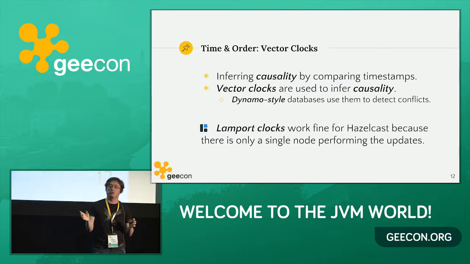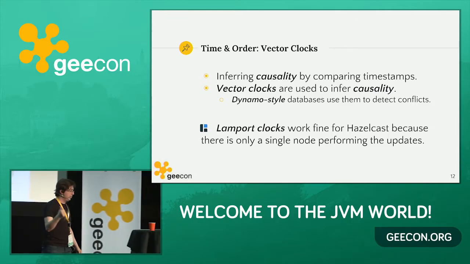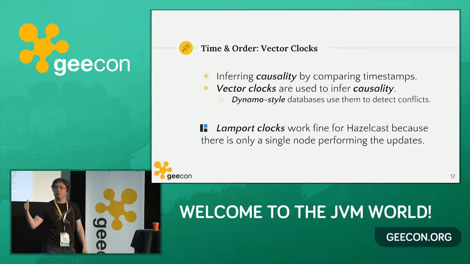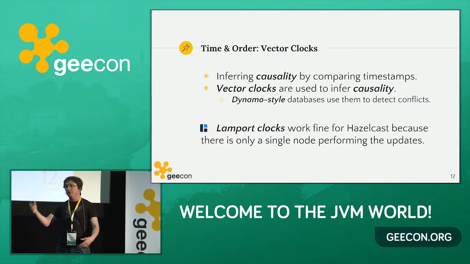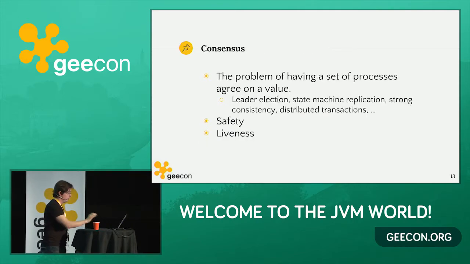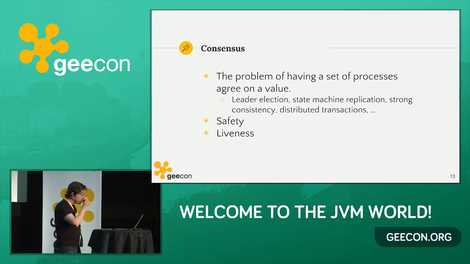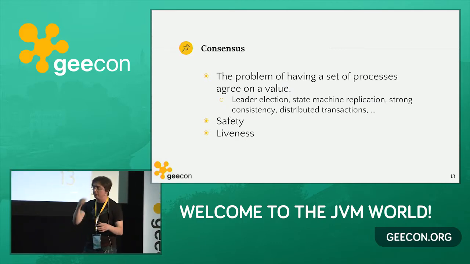Vector clocks are used to infer if any two events in the system have this happens-before relationship or not. For instance, in Dynamo-style databases, they are used to detect conflicting writes or conflicting data entries in the system. But in Hazelcast, we don't need it. Lamport clocks work fine for us because in the places where we use these Lamport clocks, we know that there is only a single node performing these updates.